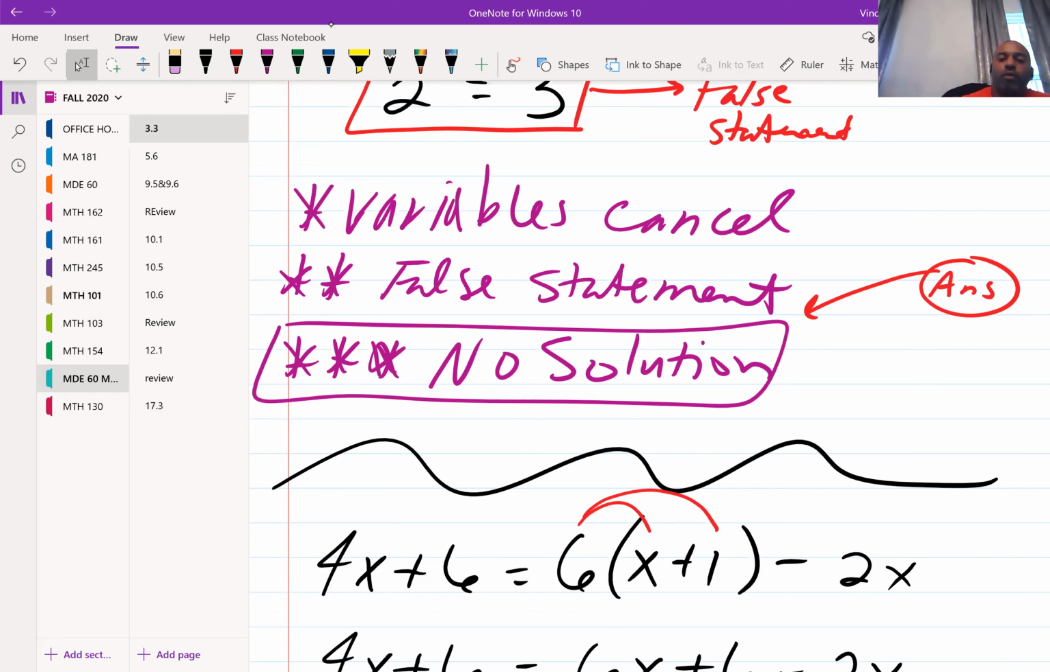All right, so here we have 4x plus 6 equal to 6 times x plus 1 minus 2x. Distribute the 6. So that's 4x plus 6 equal to 6x plus 6 minus 2x. Combine these like terms on the right side of your equation. 6x minus 2x gives you 4x. Then subtracting 4x from both sides.